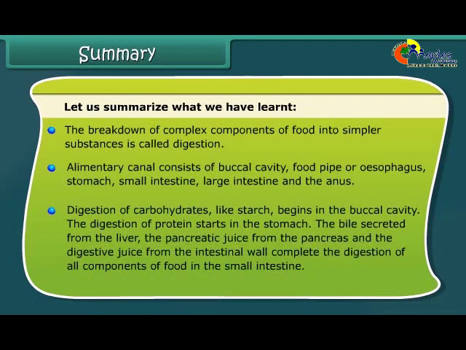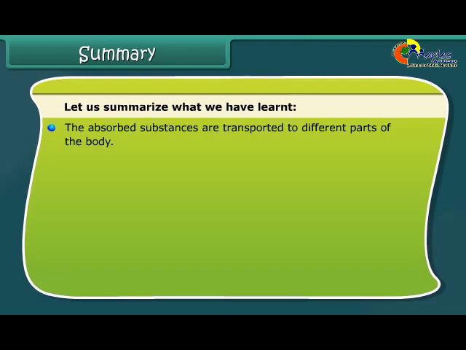Digestion of carbohydrates like starch begins in the buccal cavity. The digestion of protein starts in the stomach. The bile secreted from the liver, the pancreatic juice from the pancreas, and the digestive juice from the intestinal wall complete the digestion of all components of food in the small intestine. The absorbed substances are transported to different parts of the body.